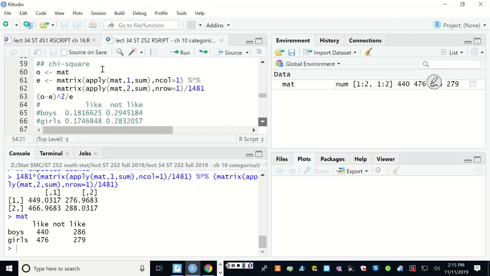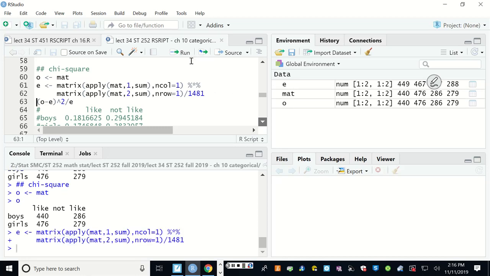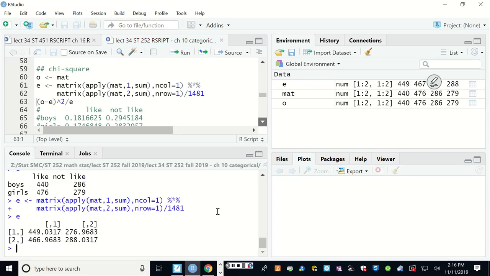So to do the chi-square calculation, it's convenient to save the observed data. You can just call it mat for matrix. All right, O. Now O is just my matrix here. My expected values I'm saving as E. Those are my expected values. And what I do is I compare observed to expected and standardize, so square them and divide by the expected counts that are there.